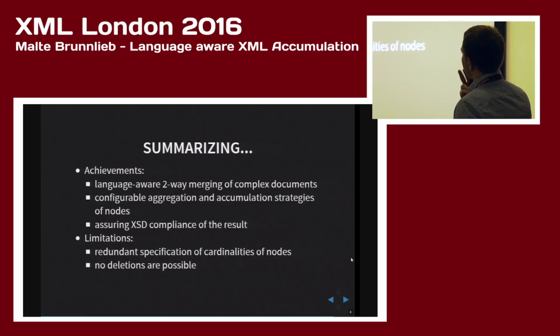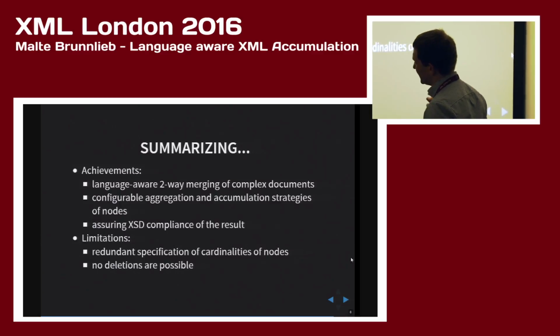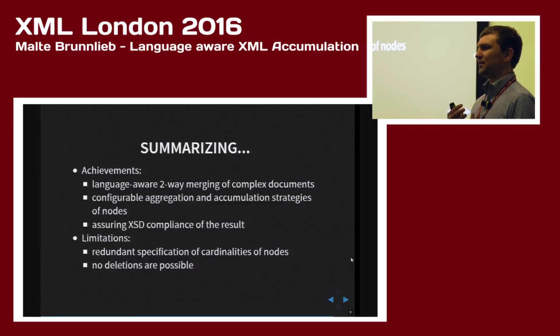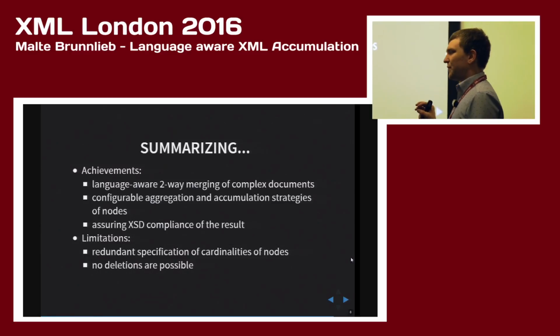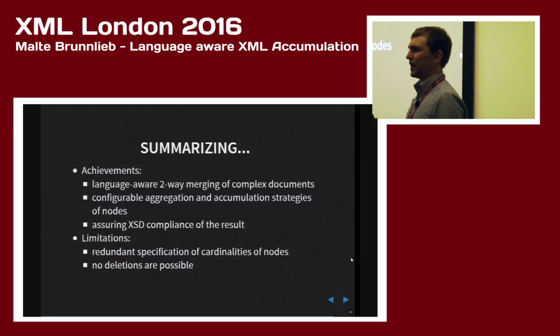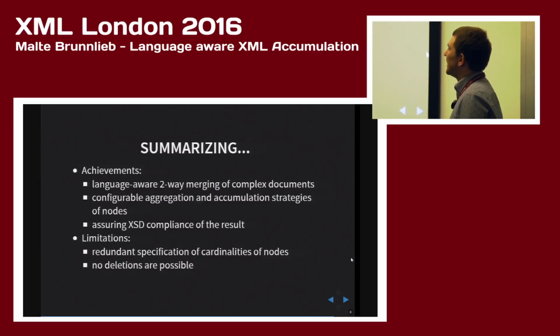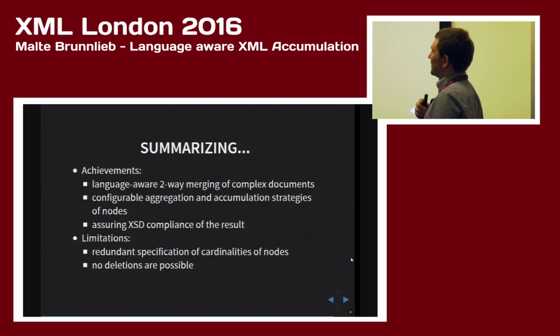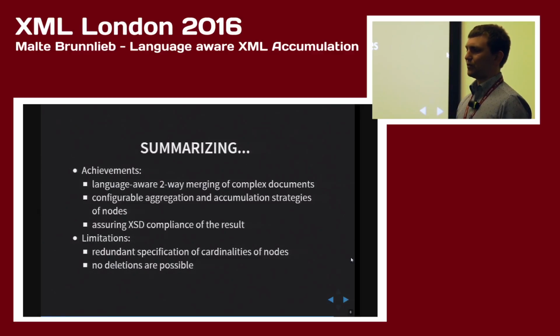So basically what we have done is we created a declarative XML document which enables you to provide further information for different languages based on the namespace. So this is the connection to the language. And based on this language, we can directly influence any accumulation and aggregation of two documents in a two-way merging.